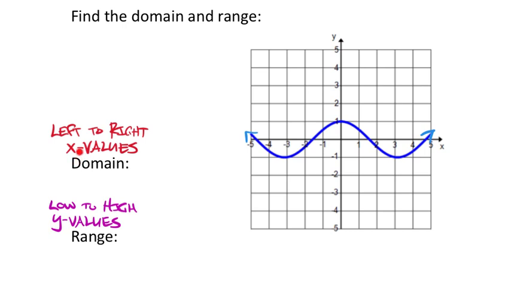So domain is x values. This is left to right. Range is y values. That's low to high. Bottom to top, however you want to say it, okay? Let's start with the domain. So I put these arrows on the end so that we can tell that this pattern continues. Now the pattern continues, meaning that what we're not seeing here is that this line just continues upward in this direction. And then this arrow is saying that it points in this direction. That is not what these arrows are saying.